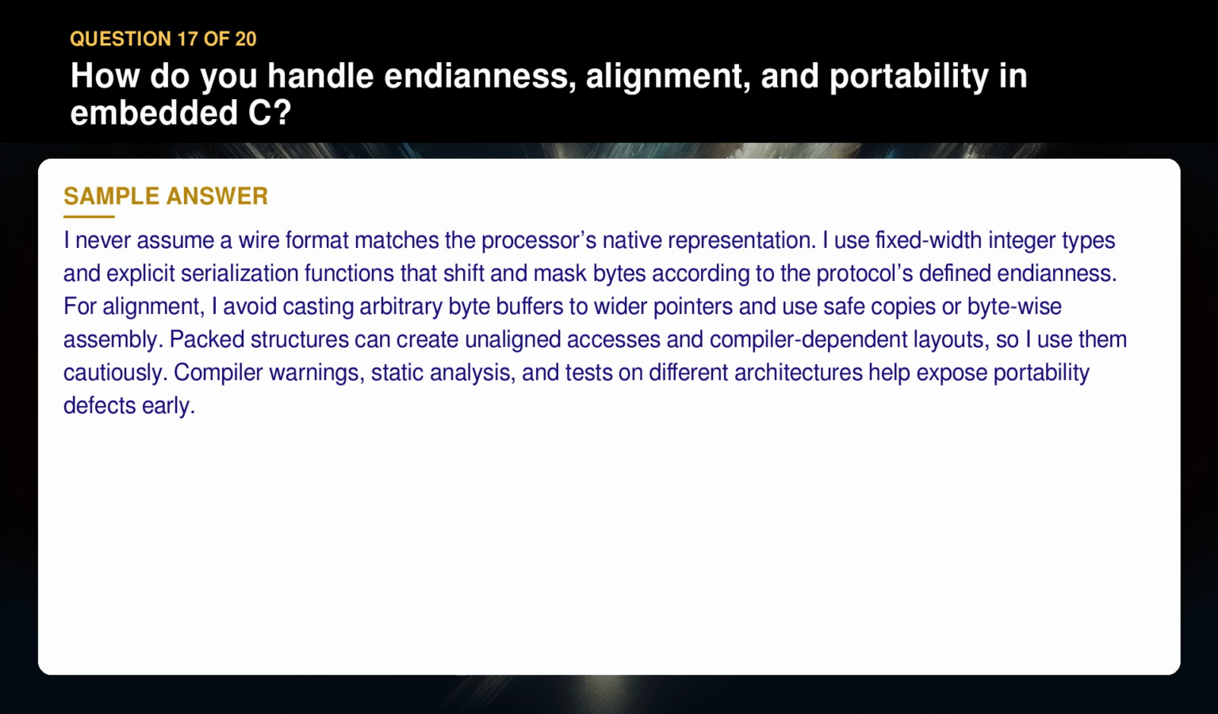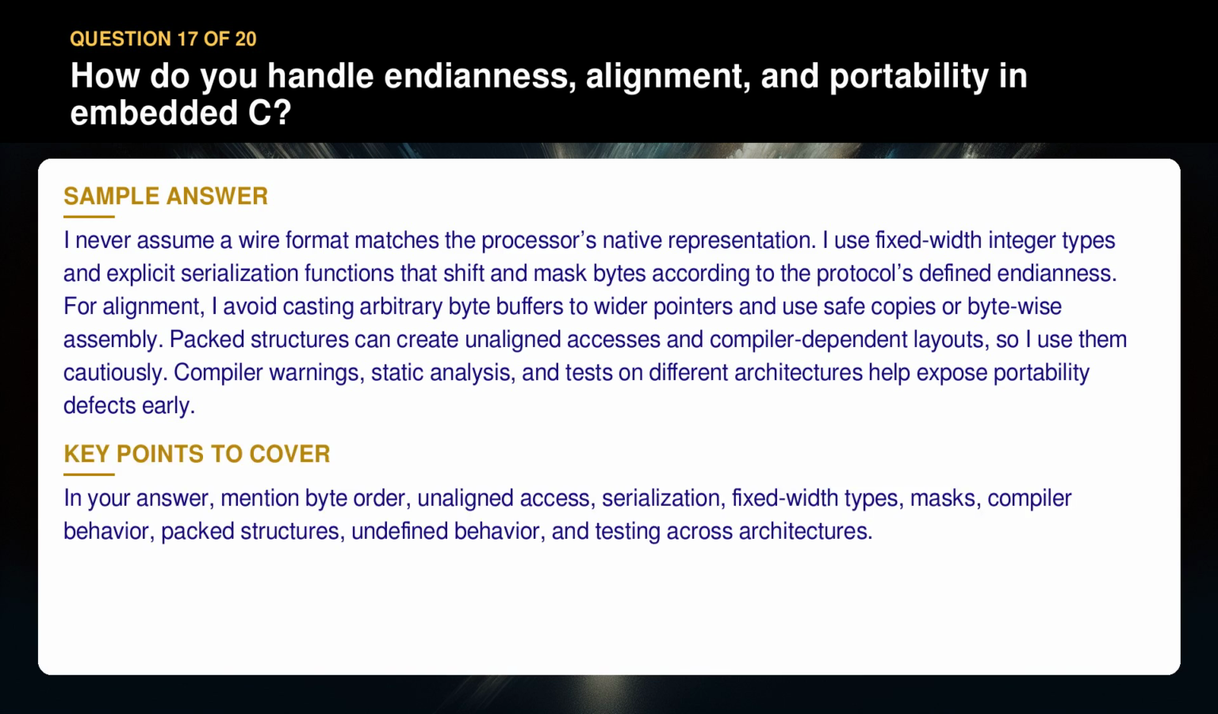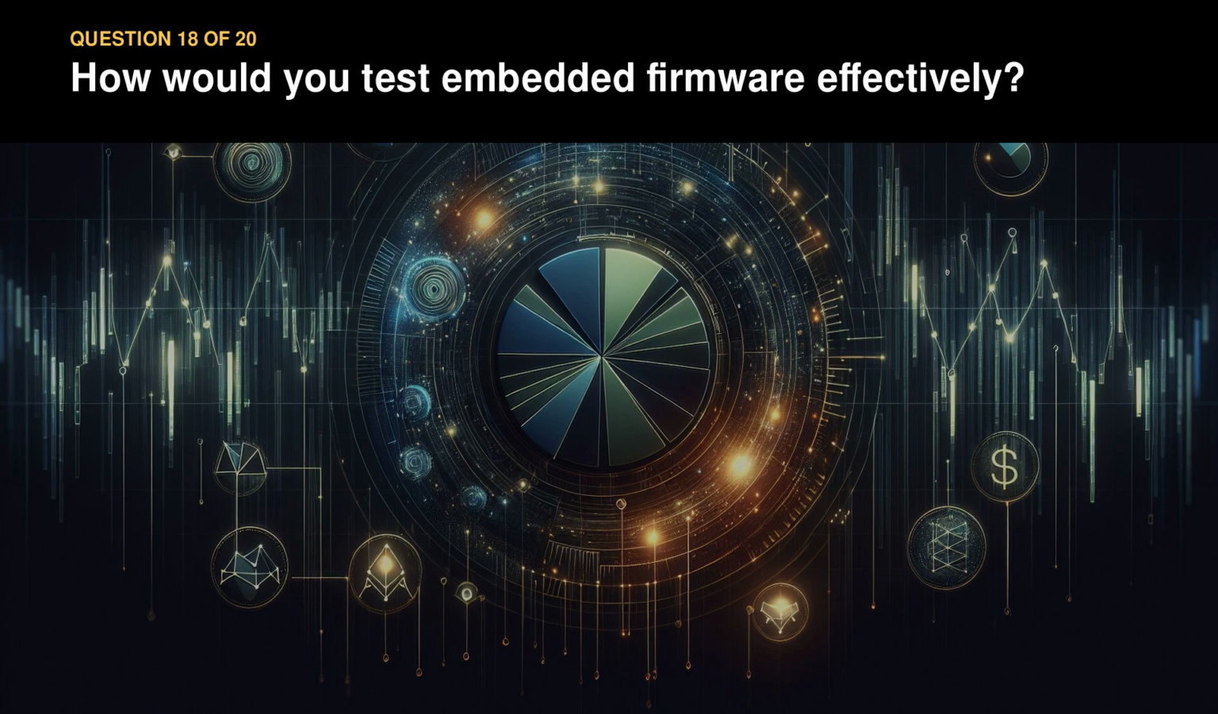Packed structures can create unaligned accesses and compiler-dependent layouts, so I use them cautiously. Compiler warnings, static analysis, and tests on different architectures help expose portability defects early. In your answer, mention byte order, unaligned access, serialization, fixed-width types, masks, compiler behavior, packed structures, undefined behavior, and testing across architectures.